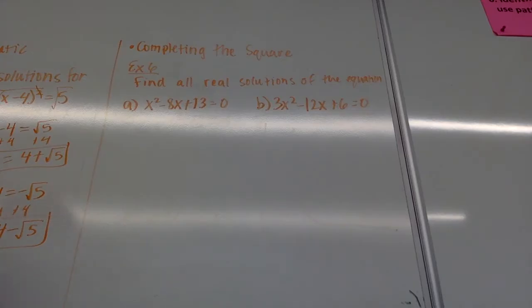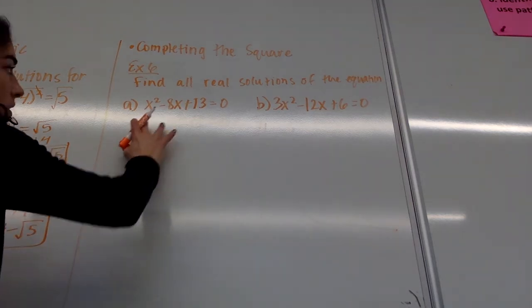So now we have some completing the square problems. Example 6 says find all the real solutions of the equations here. x squared minus 8x plus 13 equals 0, and 3x squared minus 12x plus 6 equals 0. So we need to complete the squares to figure this out. So remember to get your complete the square notes out and to try and follow along.